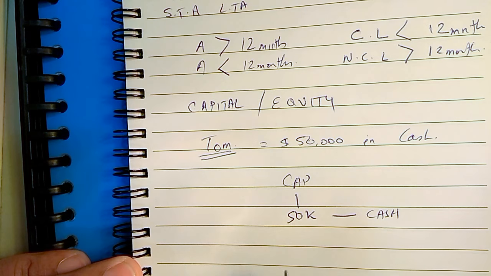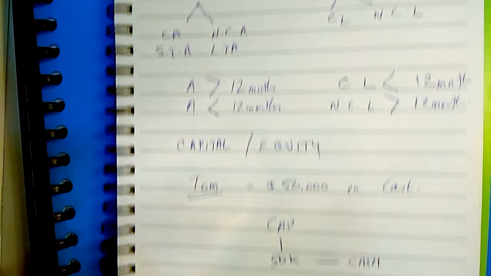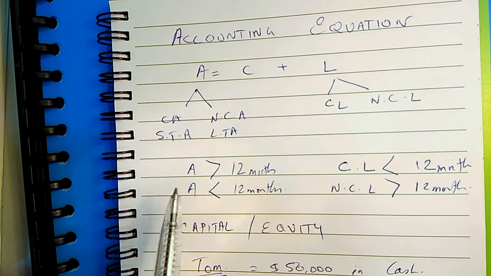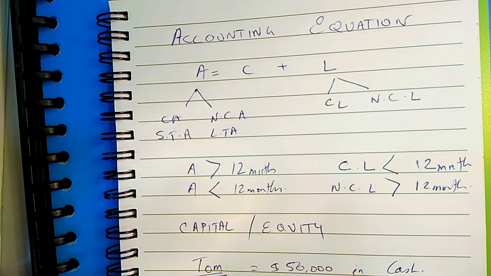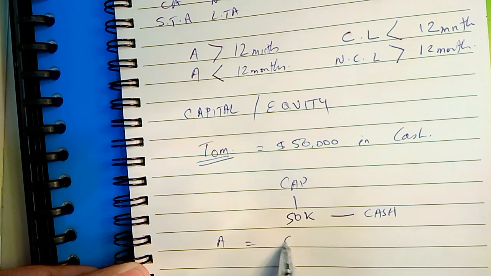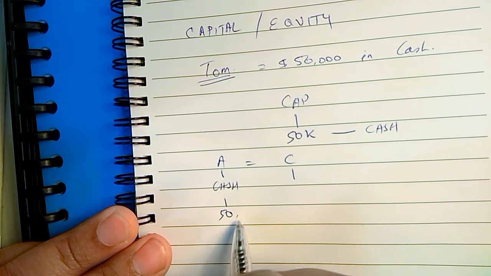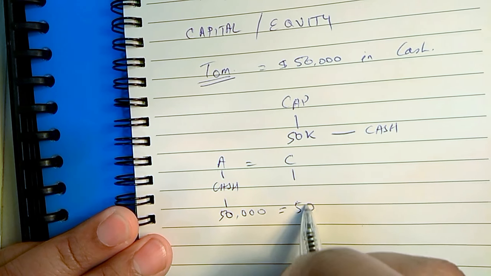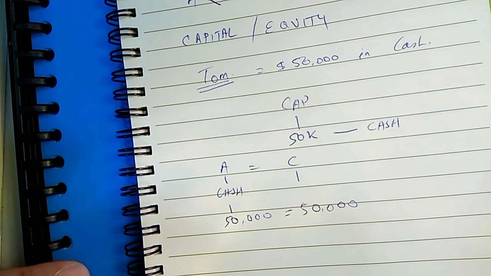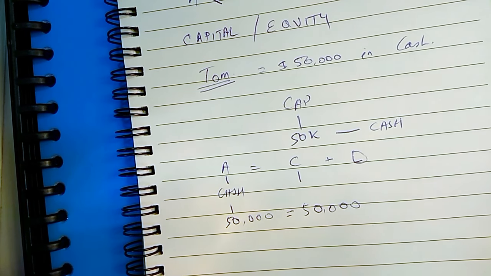Okay, so how the accounting equation will work out here is, assets equals capital plus liabilities. As we said, we had current assets. Current assets are anything owned by the business for less than 12 months. So cash is a current asset, and here assets equals capital. Assets in the form of cash, 50,000, equals capital, 50,000. And what about liabilities? Liabilities is 0, so we just leave it blank.